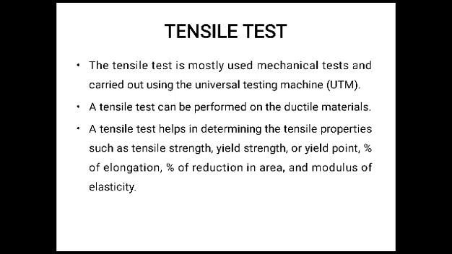The tensile test. The tensile test is the most commonly used mechanical test and is carried out using a universal testing machine. The tensile test can be performed on ductile materials. It helps in determining tensile properties such as tensile strength or yield point, elongation, percentage reduction in area, and modulus of elasticity.